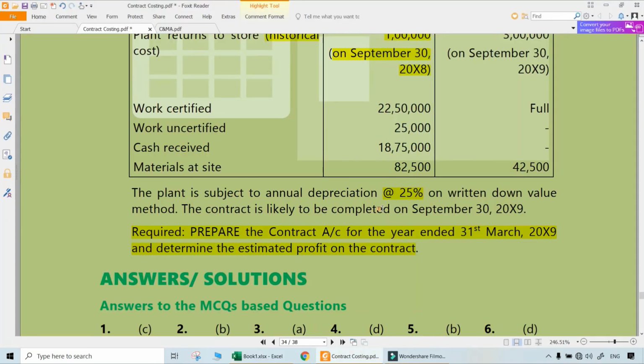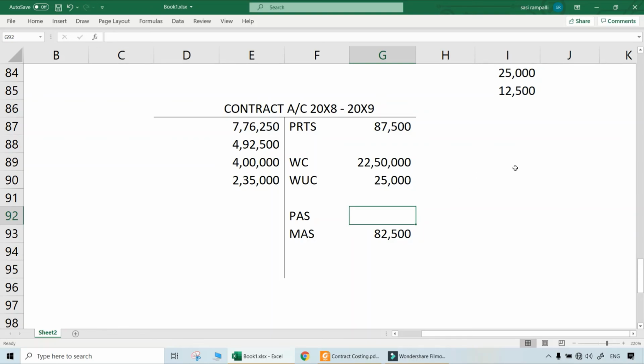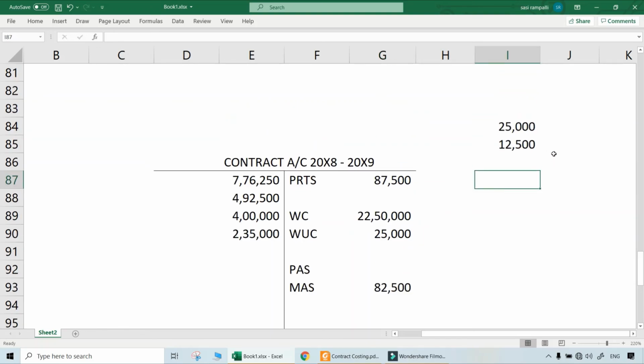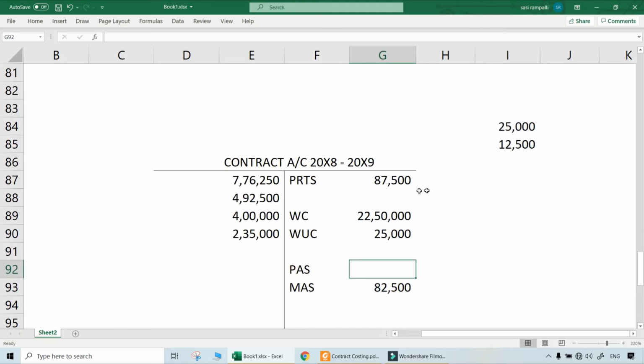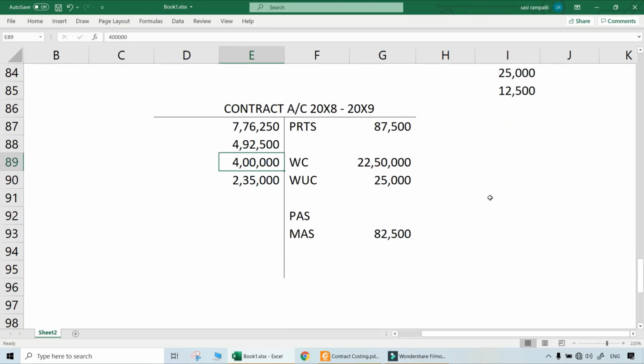Materials at site, 82,500, that is given. But now plant at site is not given. That we have to calculate once again. Why? Because some portion of the plant was returned and remaining plant will be there. So how much would be the plant at the site? When you say 4 lakhs is the original worth of the plant, in that 1 lakh worth of the plant was already returned, then 3 lakhs is the remaining plant at a cost basis. But 75% only of the value will be remaining at site now. Why? Because 25% is depreciation.